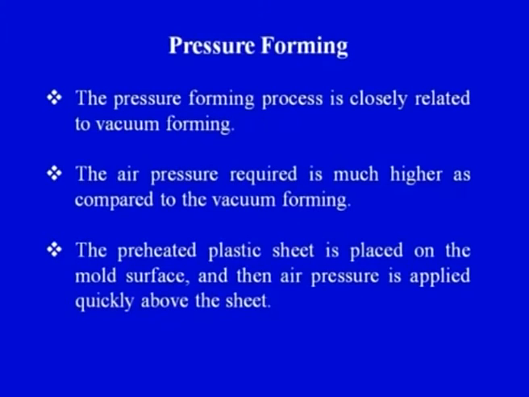The preheated plastic sheet is placed on the mold surface, which is a common step as compared to the vacuum forming process, and then air pressure is applied quickly above the sheet. So this air pressure will deform the sheet depending upon the shape of the die. Now what would be the final shape of the mold? It would be the final shape of the product.